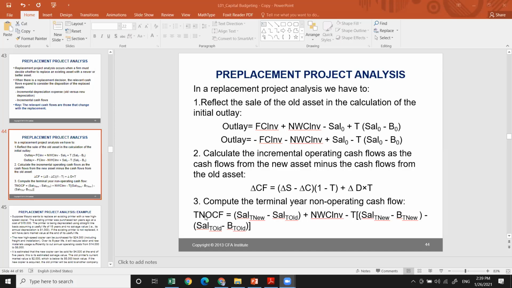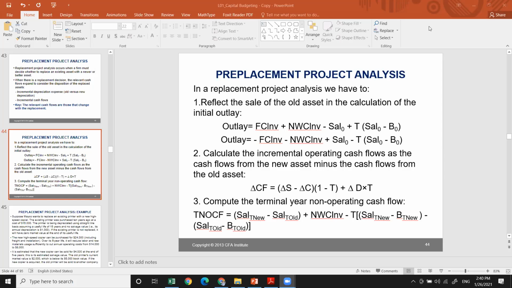And we've got the terminal non-operating cash flow here. As you can see, it is the salvage value of the new equipment minus the salvage value of the old equipment. So if there is a salvage value, you just take the difference, plus net working capital. That difference should be taxed because you're making some gain when you sell the equipment. If the salvage value of the old equipment was zero, then there's nothing to do with the old one, and you just deal with the new one. If there is something, then you just apply this formula.